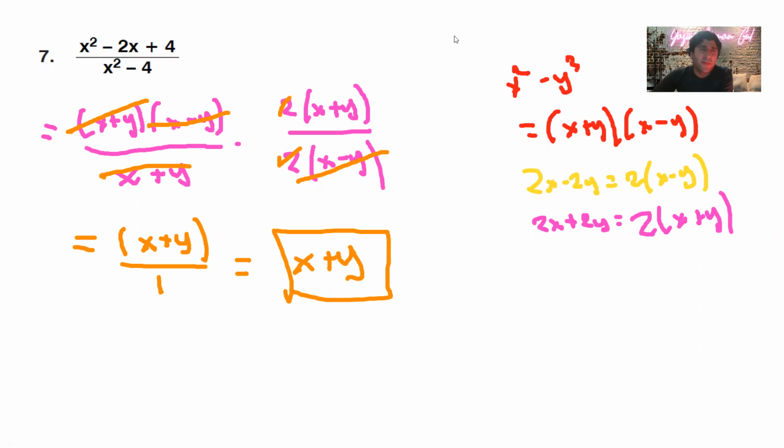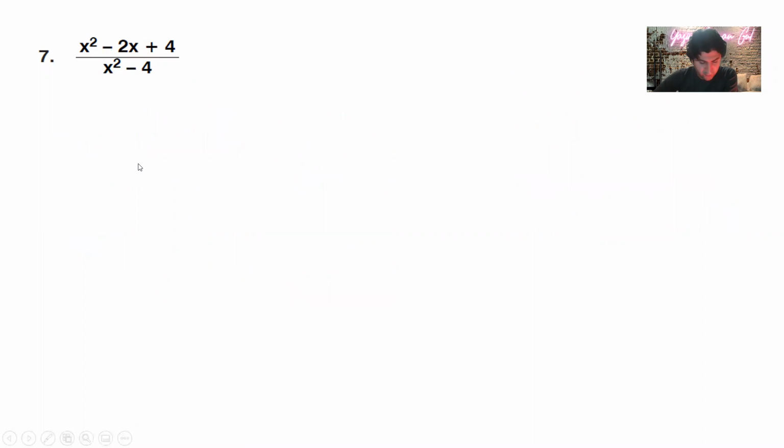So question 7, but we did say in class there is a problem with this question, so I'm going to change it. I'm going to write the correct version of this question. The question should be like this: x squared minus 4x plus 4, divided by x squared minus 4.